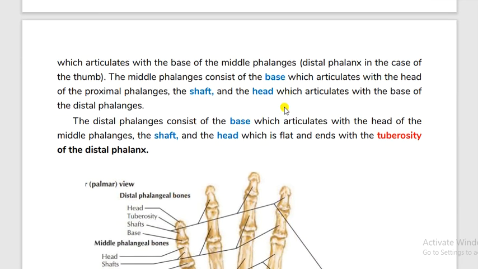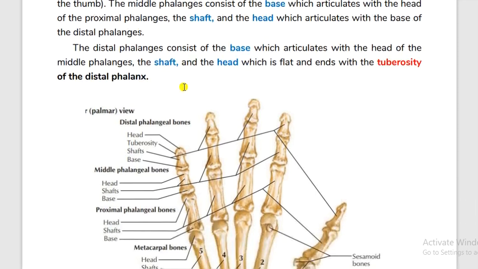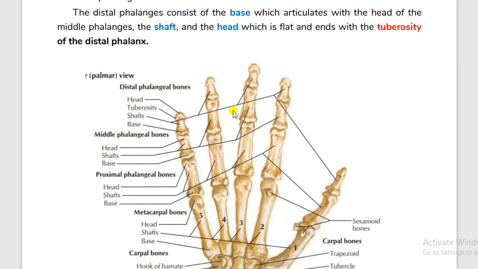The middle phalanges consist of the base, which articulates with the head of the proximal phalanges, the shaft, and the head, which articulates with the base of the distal phalanges. So these are the middle phalanges. A base, which articulates with the head of the proximal phalanges. There is the shaft, which is the middle portion, the body, and there is the head, which articulates with the bases of the distal phalanges.